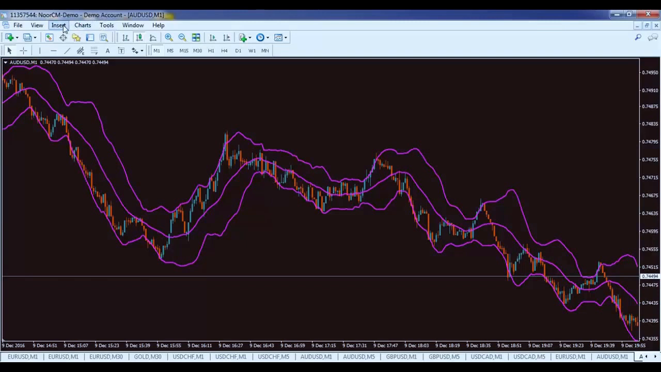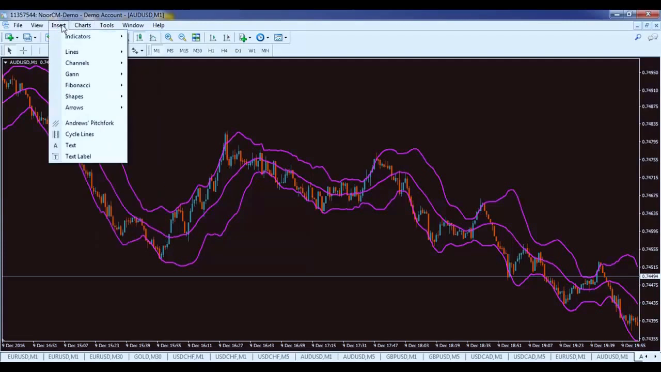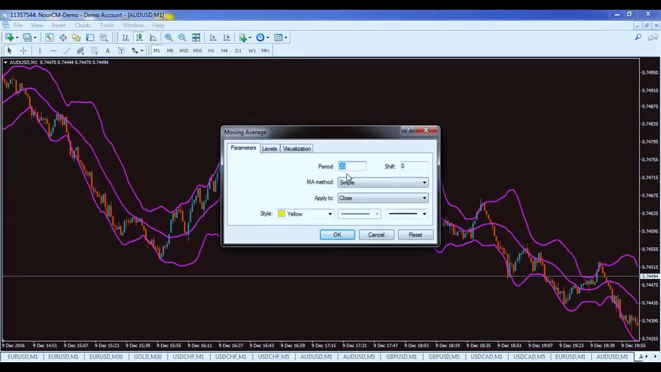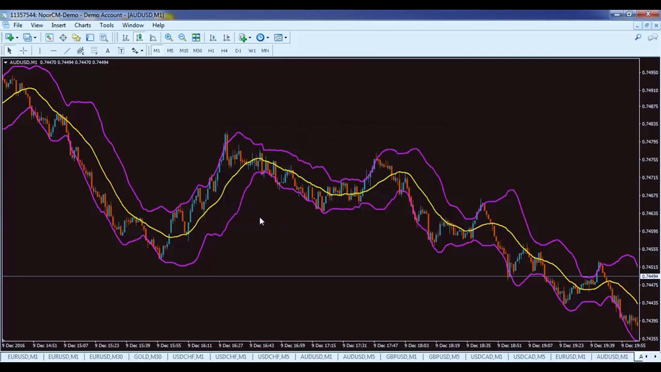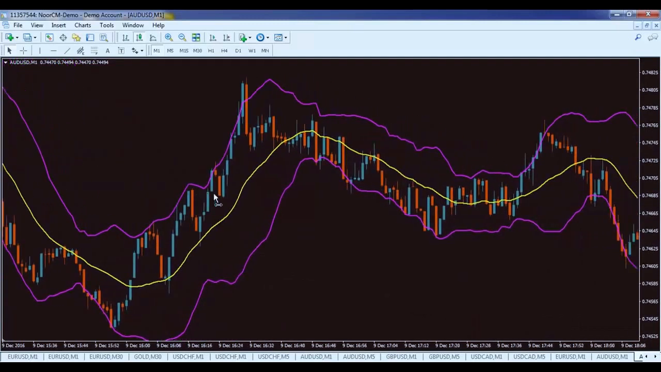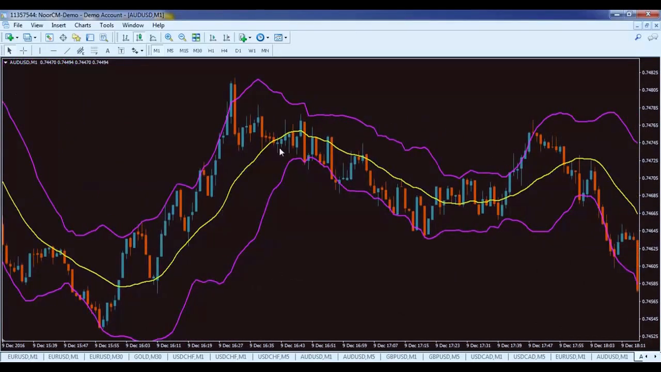I want to show you that it's a simple moving average. In order to prove it, I just put the simple moving average 20, I color it yellow, and as you can see, it's exactly the middle line of the Bollinger Band. So it's nothing more than the simple moving average.